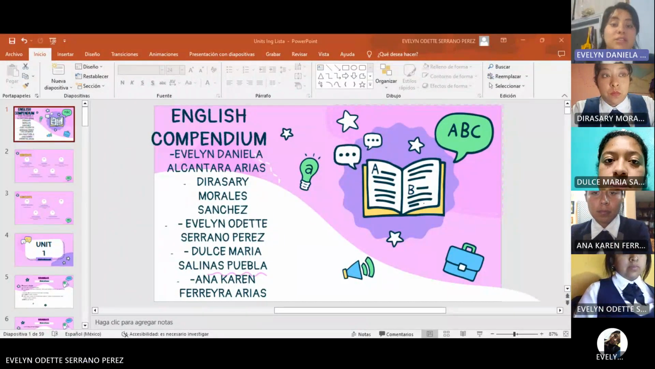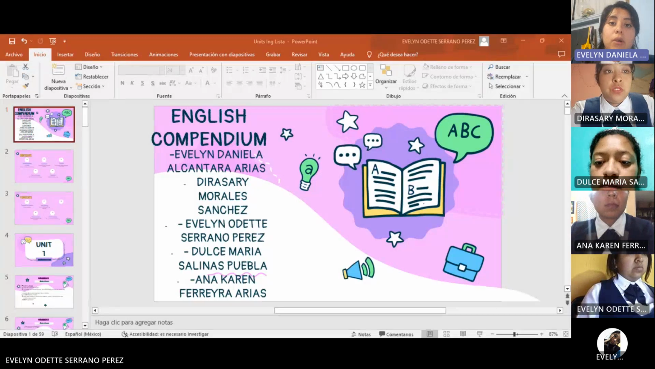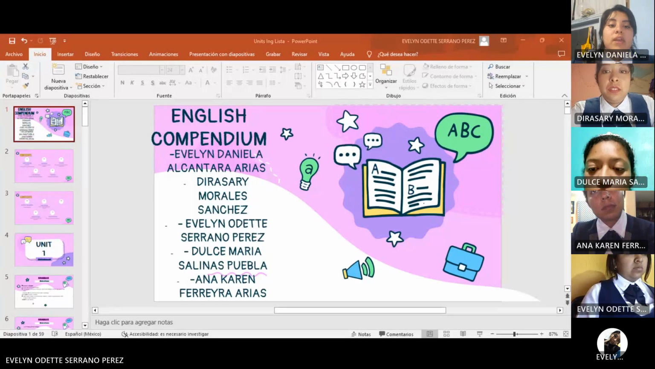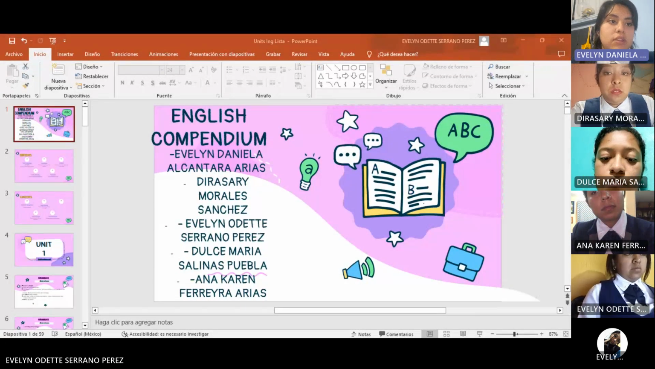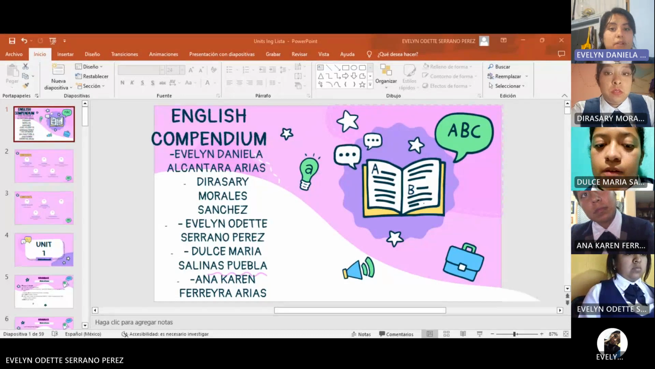Hello, we are the students of the third grade group 2, and now we present 10 units from the Empower B2 book. Now, the first unit is Outstanding People.